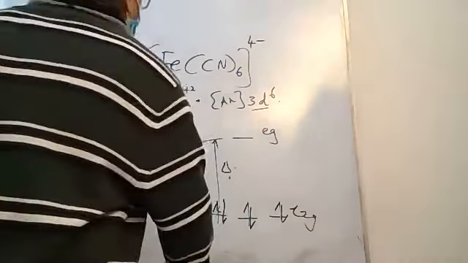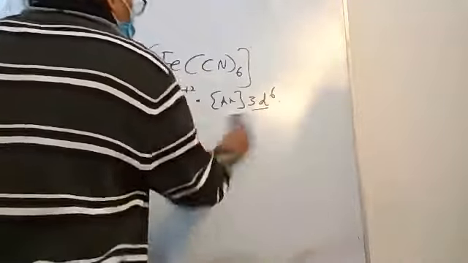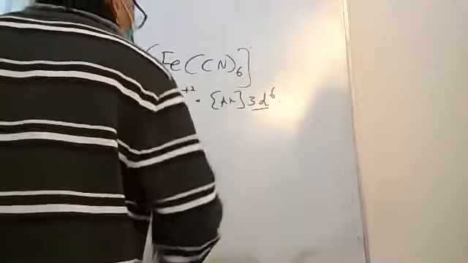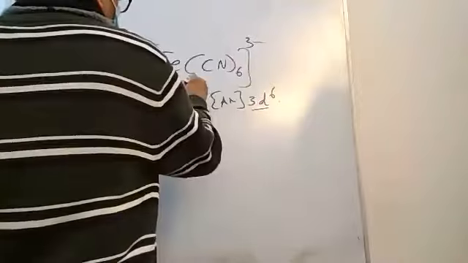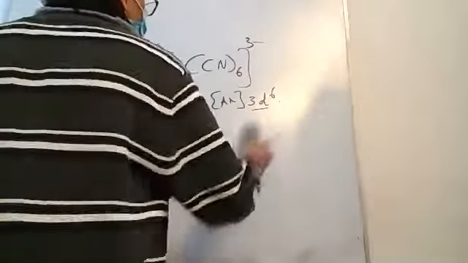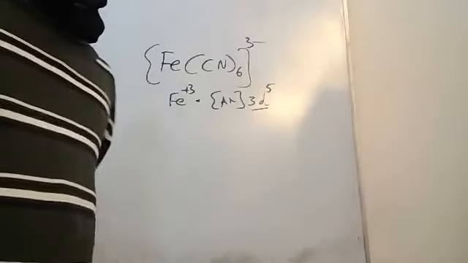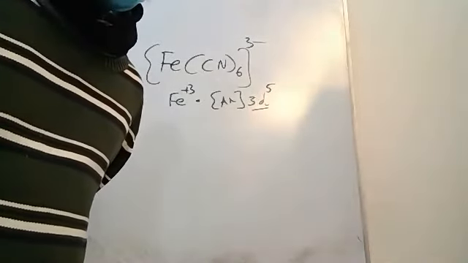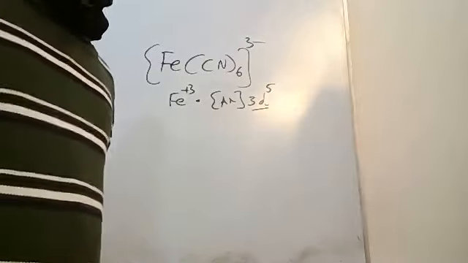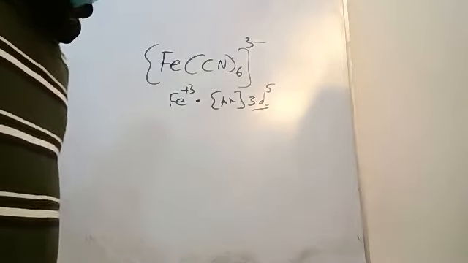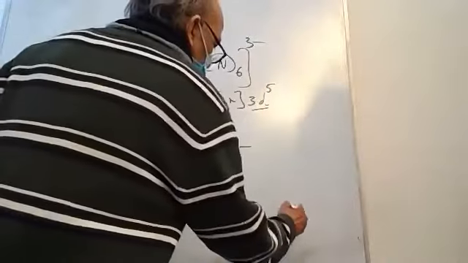What if I change this to 3 minus? All right. So now, if you look at this, is it diamagnetic or paramagnetic? Para. So again, you write down the electronic configurations, T2G and EG.